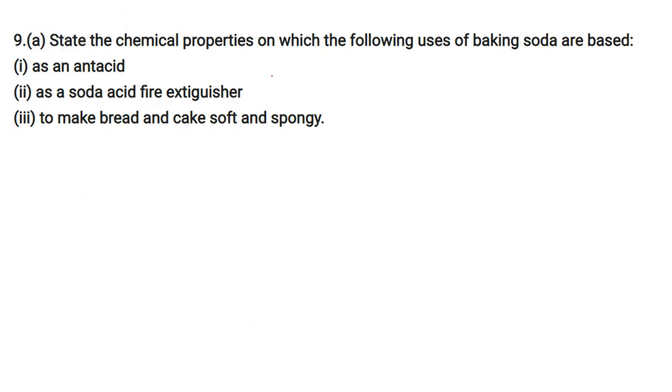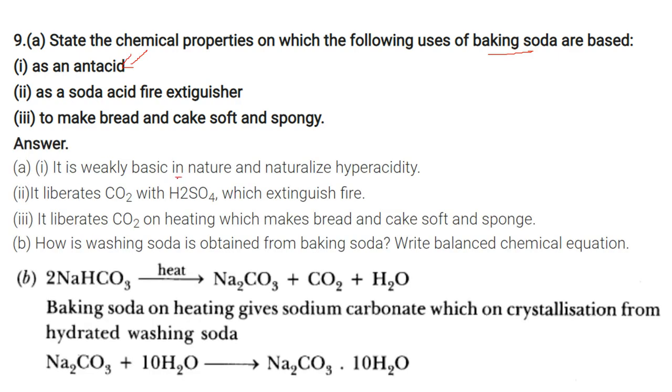State the chemical properties on which the following uses of baking soda are based. It acts as an antacid, so it's weakly basic in nature, and that is why it is used to neutralize hyperacidity. As a soda acid fire extinguisher, it liberates carbon dioxide with sulfuric acid, which is used to contain or extinguish fire.